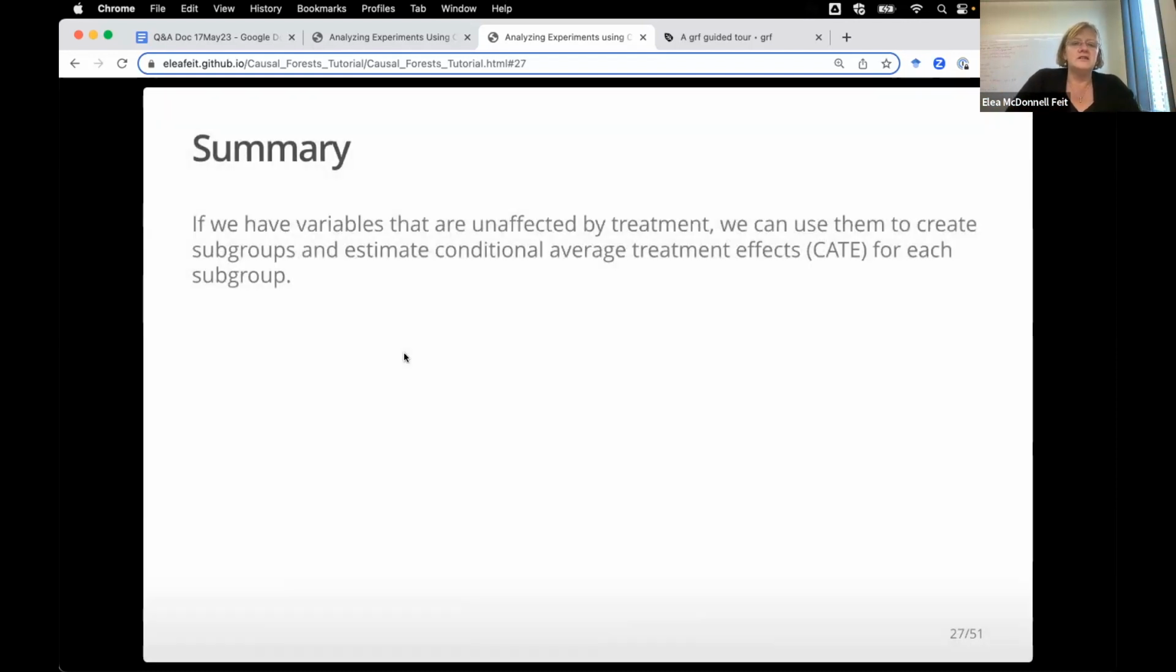And that's where the causal forests come in. So if we have variables that are unaffected by the treatment, we can use them to create these subgroups and estimate the conditional average treatment effects for each subgroup.